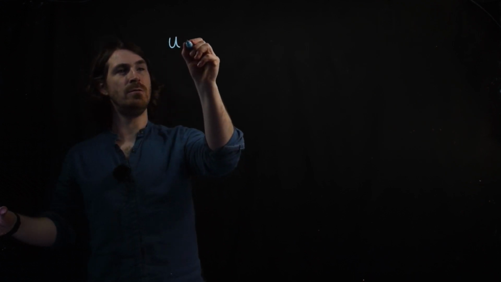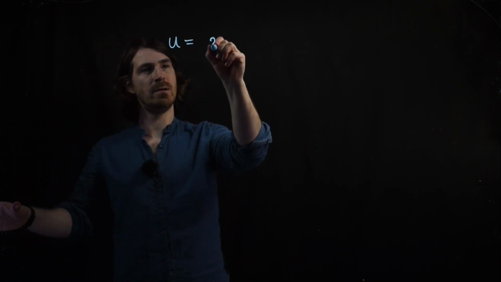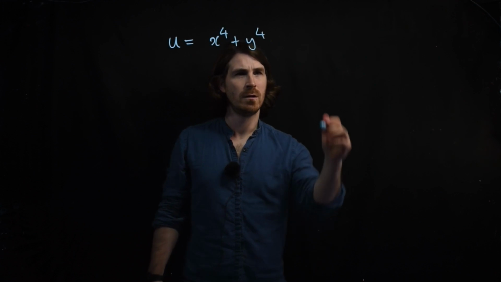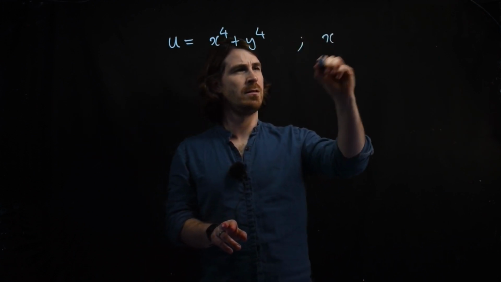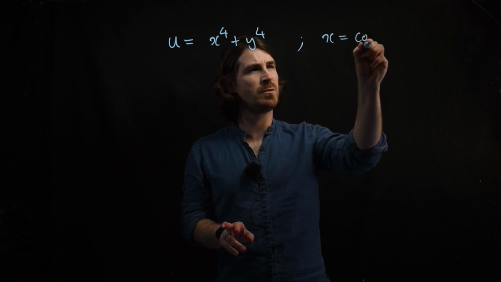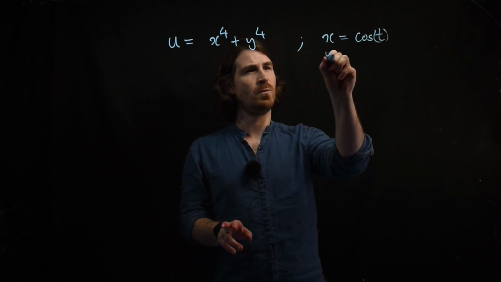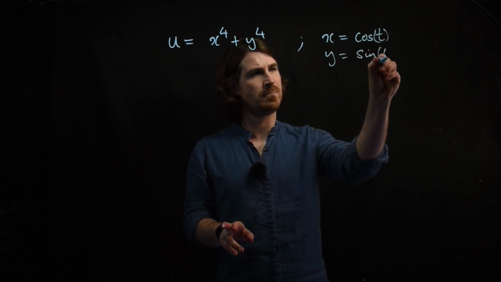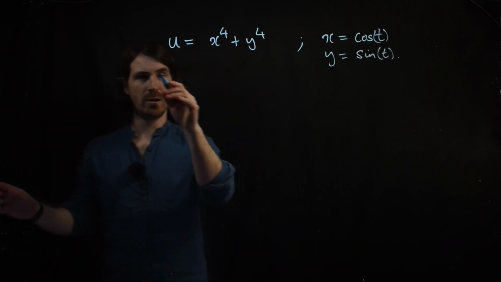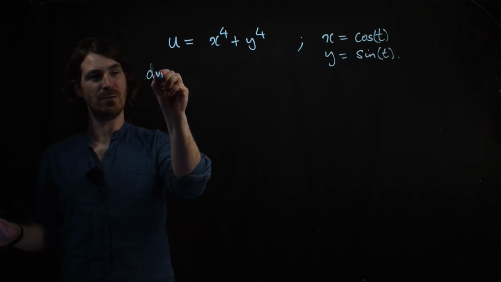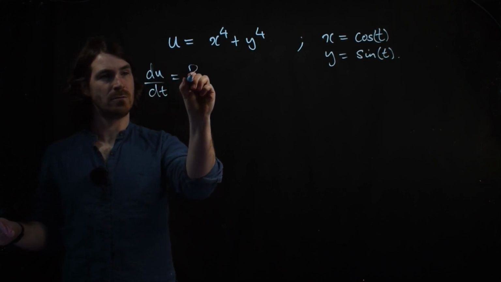Okay, so let's think about a chain rule example. Let's think about a function of two variables, u equals x to the power 4 plus y to the power 4. But x and y are also parameterized by some parameter t: x is cosine t and y is sine t. The question is, how does this function change as a function of t? So what is du by dt equal to?